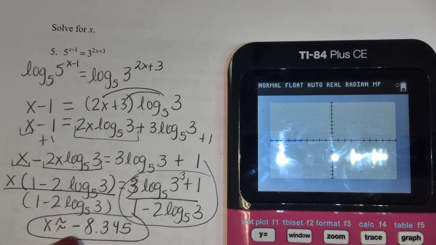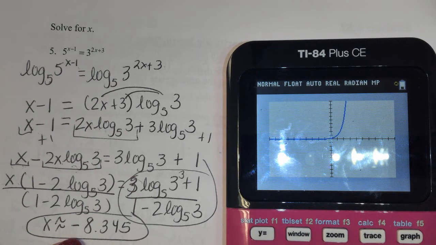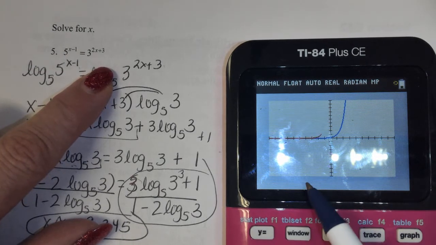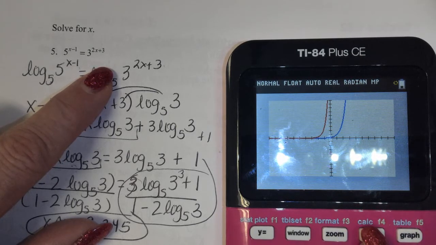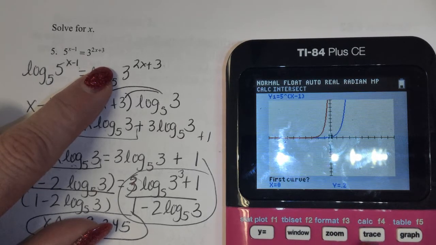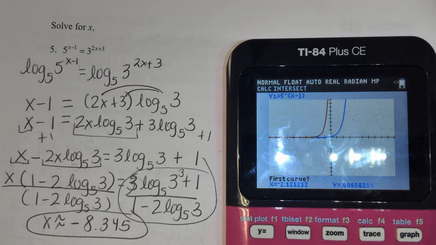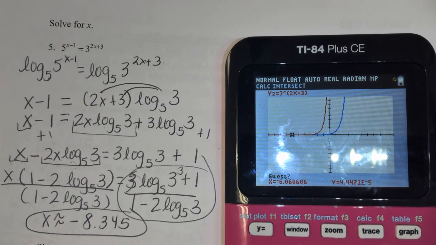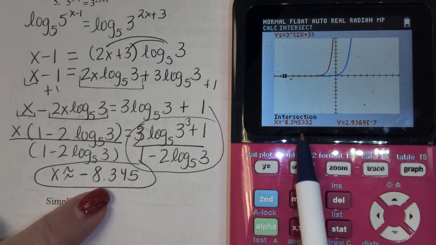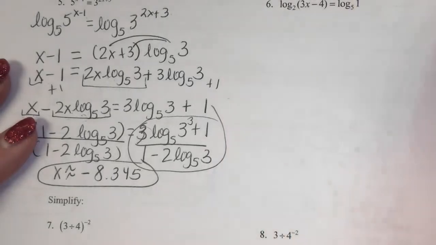But if I graph these, I would now want to find the point of intersection, because I want to know where does this function equal that function. And it's really hard to tell where that happens, but somewhere down here. So second trace calculate, I'm still thinking. Second trace calculate, intersect. And we think it's negative 8 something, so we're going to go down this way and just do an enter, enter, enter. And there it is, negative 8.345, so we were correct.